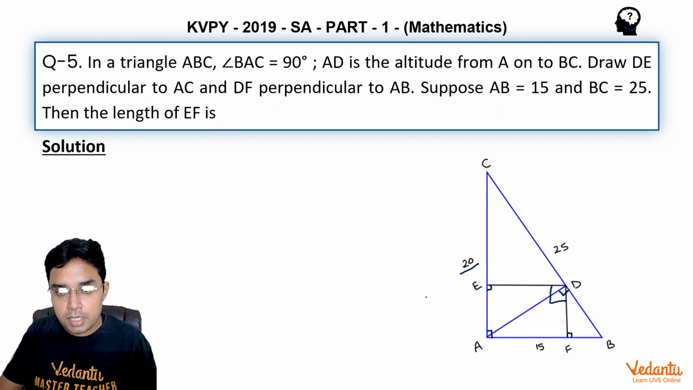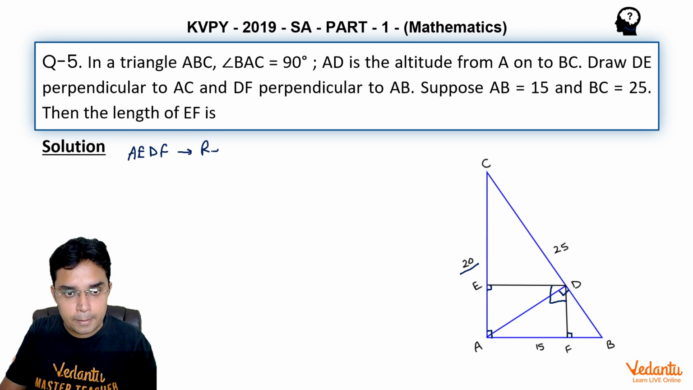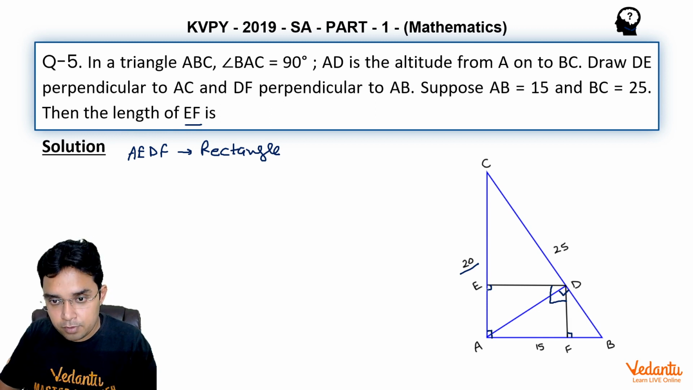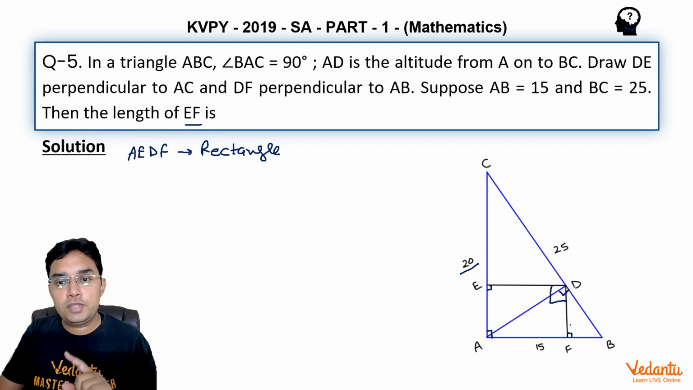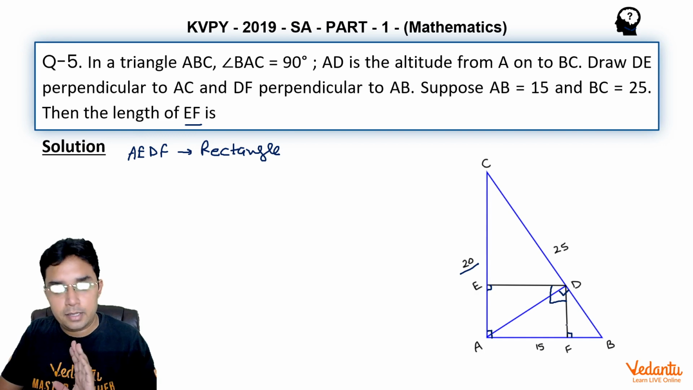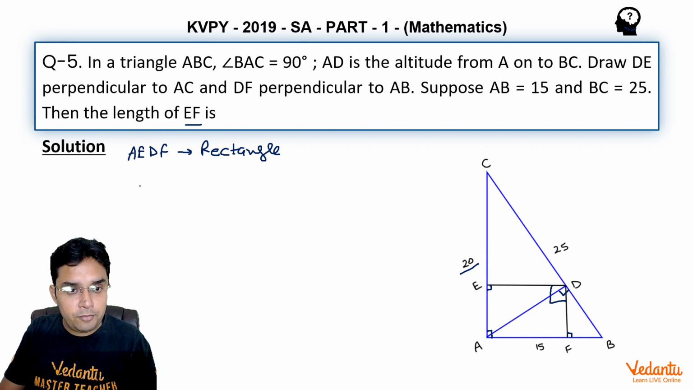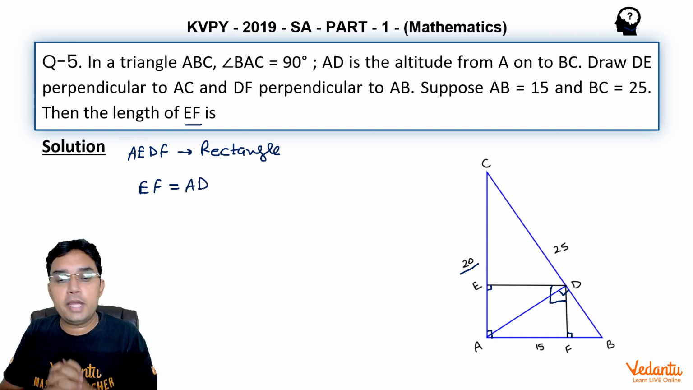90. So this AEDF will become a rectangle. Okay, and we are looking for the length EF. So EF is one of the diagonals of this rectangle. Okay, so if we are looking for EF, this can also be written as equal to AD, because for a rectangle both diagonals are equal.